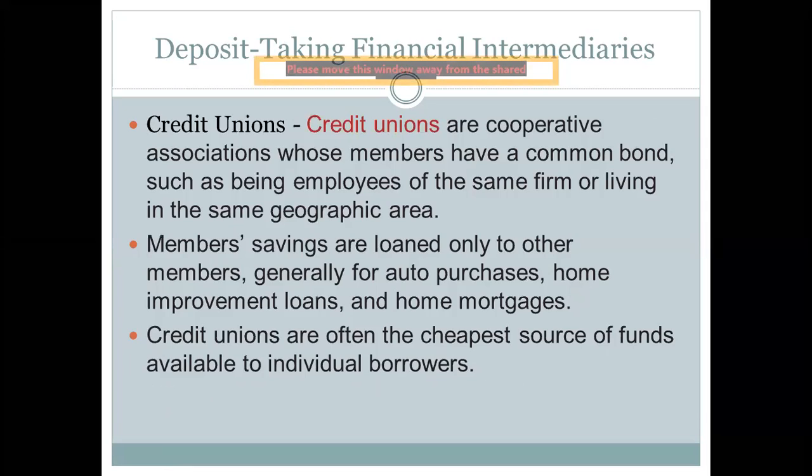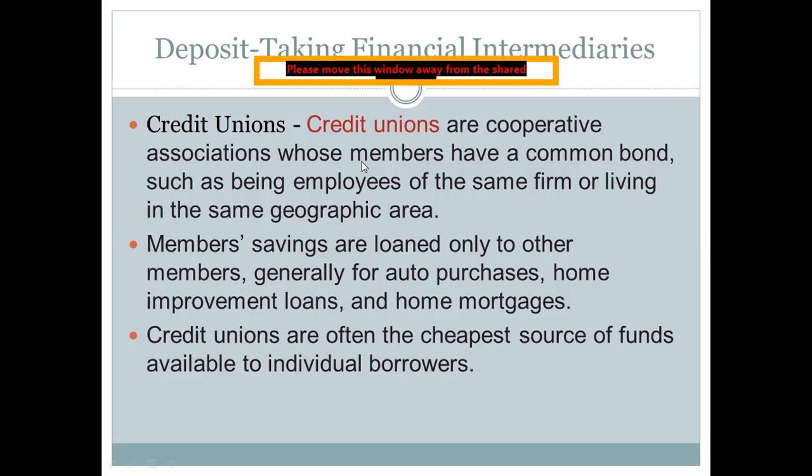Credit unions are next. Credit unions are cooperative associations whose members have a common bond, such as being employees of the same firm or living in the same geographic area. Member savings are loaned only to other members, generally for auto purchases, home improvement loans, and home mortgages. Credit unions are often the cheapest source of funds available to individual borrowers.